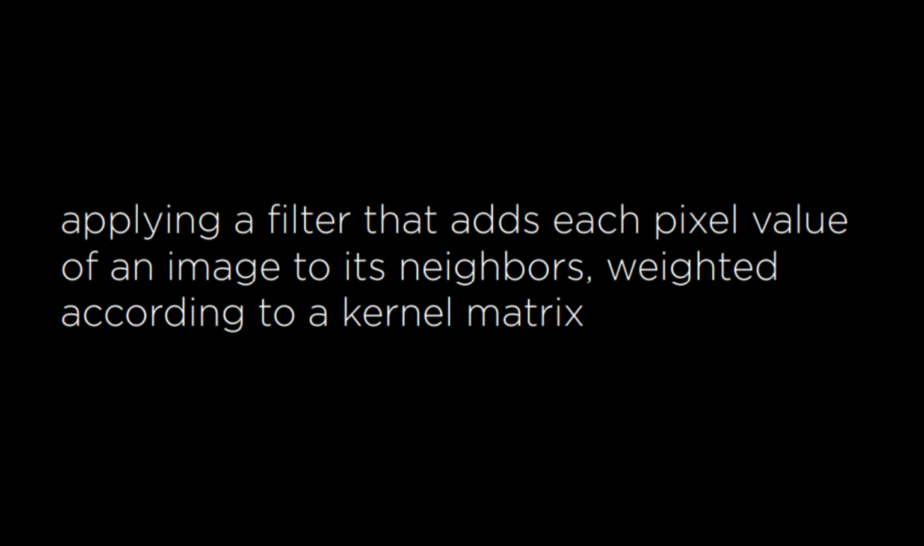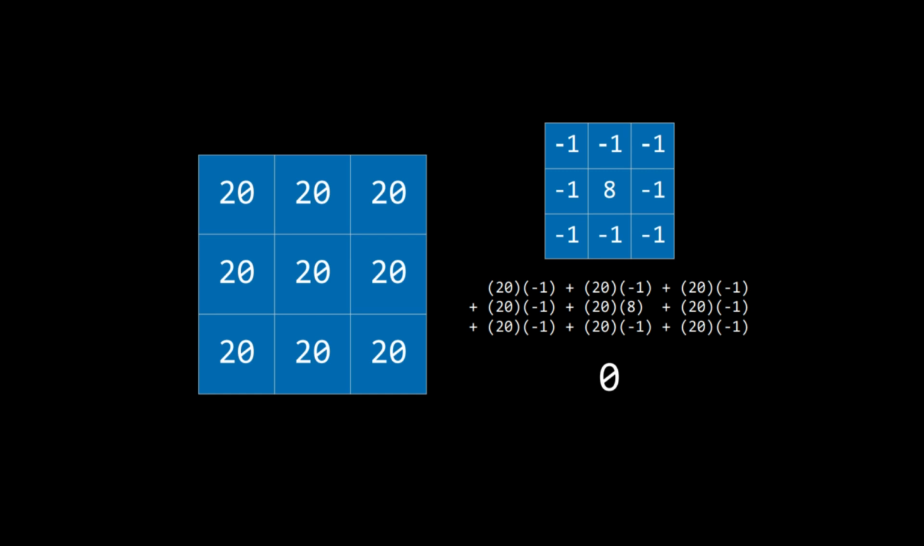Convolution is like applying a filter, as I already said, that adds each pixel value of an image to its neighborhood, weighted according to a kernel matrix. For example, let's see how to apply this. On the left side, you can see minus 1, minus 1, minus 1, minus 1, 8, minus 1, minus 1, minus 1, minus 1. This is the filter we are applying to this 3 by 3 matrix of 20s. And then we apply it like this.